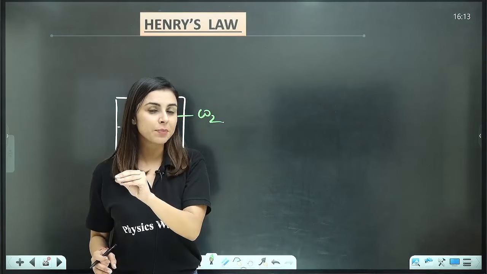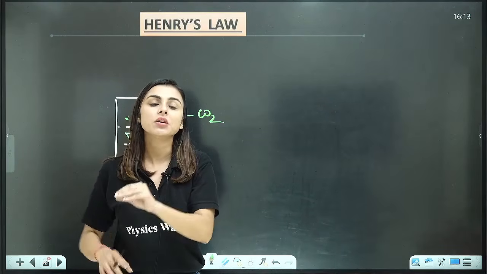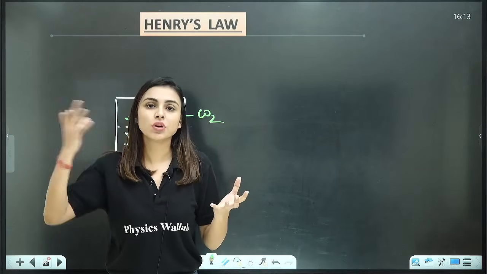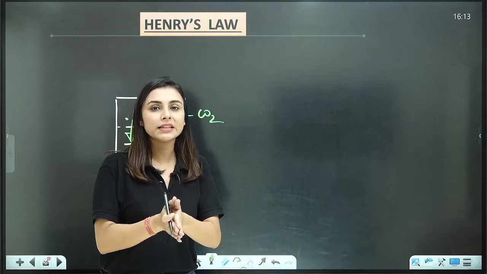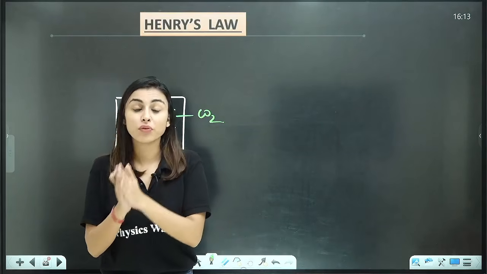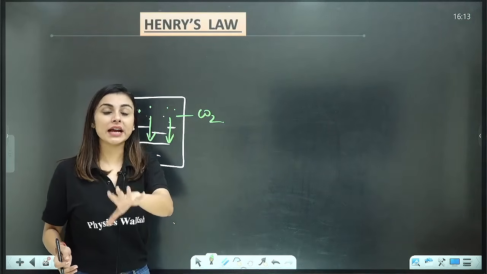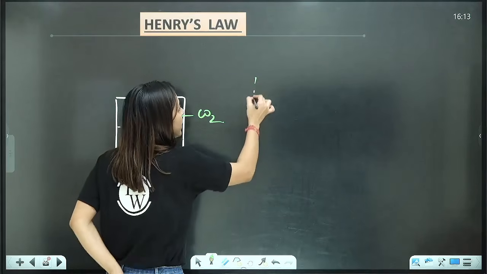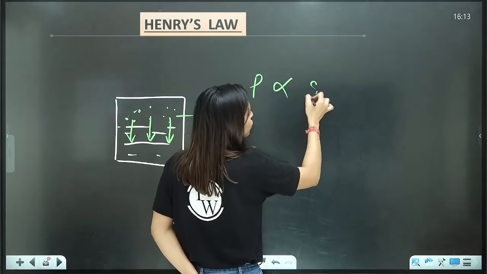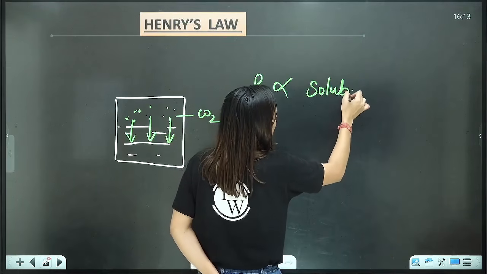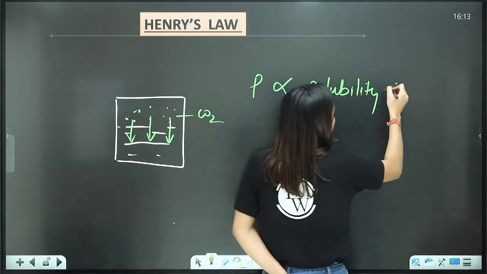If you decrease the pressure, the gas would be insoluble in the liquid. The more the pressure, the more is the solubility. The less the pressure, the less is the solubility. So from here, Henry concluded that whenever you are talking about the pressure of the gas, it is directly proportional to the solubility of gas in liquid.